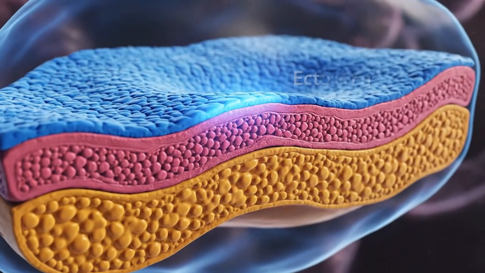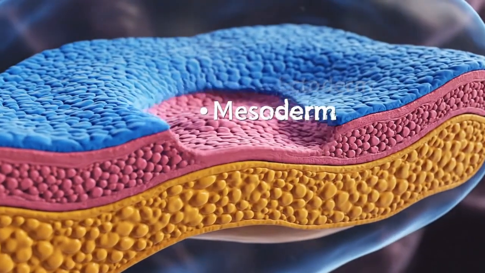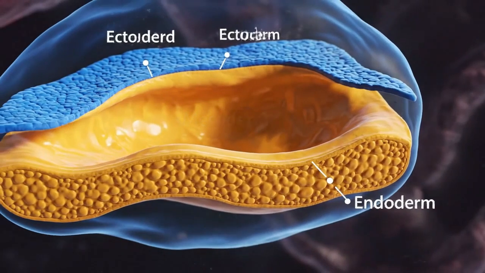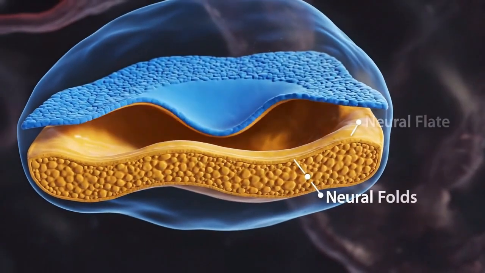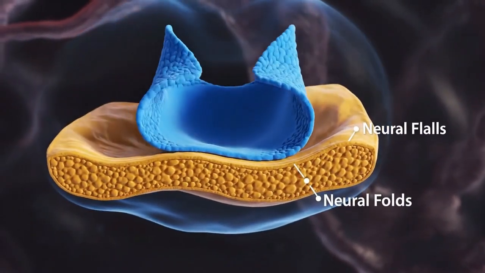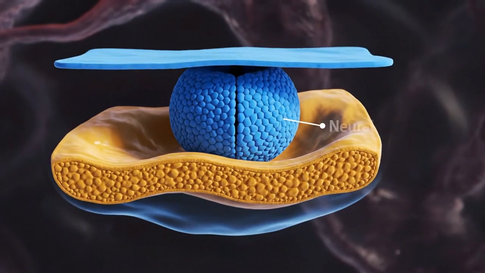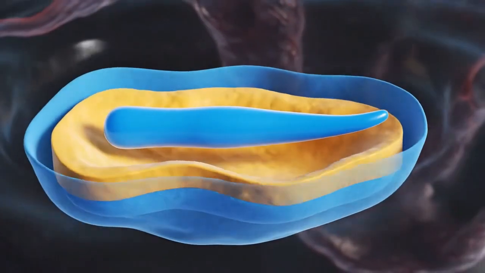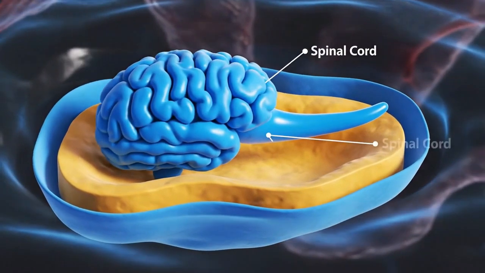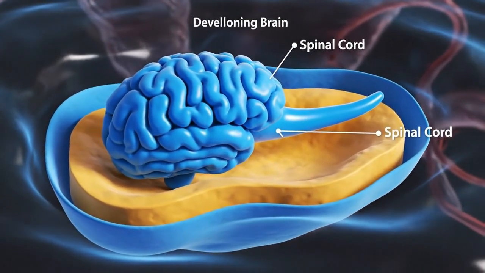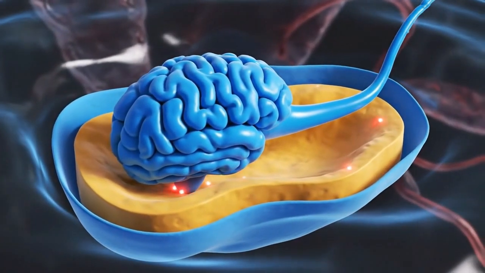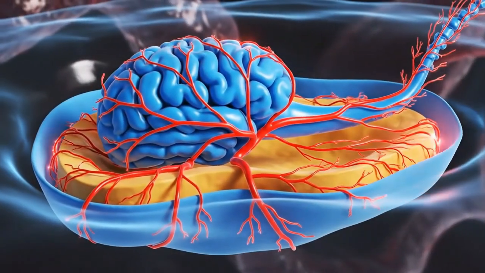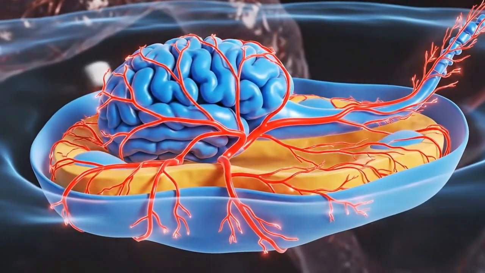In the early embryo, three distinct layers emerge: the outer ectoderm, the middle mesoderm, and the inner endoderm. The process begins as the ectoderm thickens, forming the neural plate. Its edges fold inward and differentiate. The neural tube elongates and differentiates, with one end swelling to become the developing brain, while the neural tube forms the brain and spinal cord, new blood vessels begin to sprout, branching out.